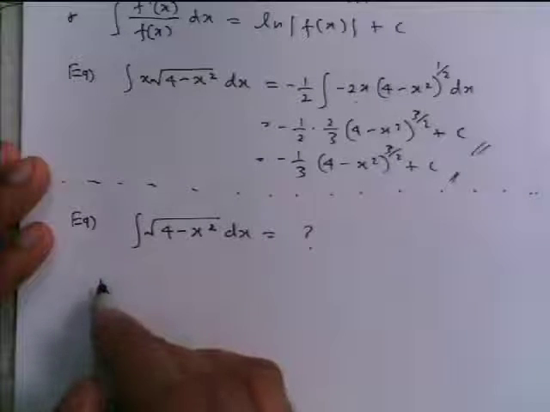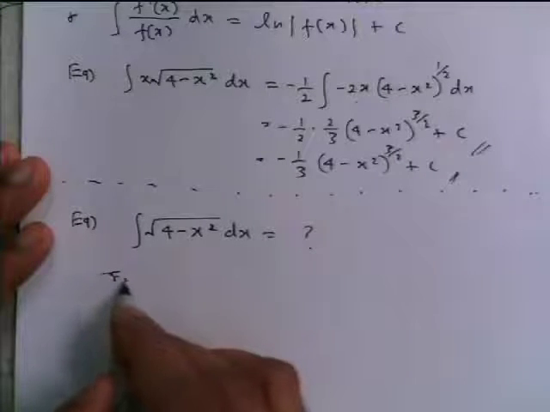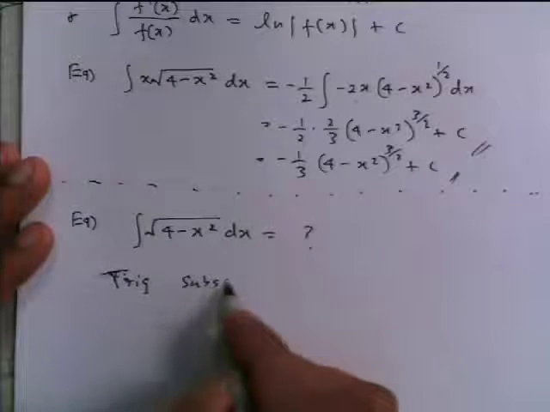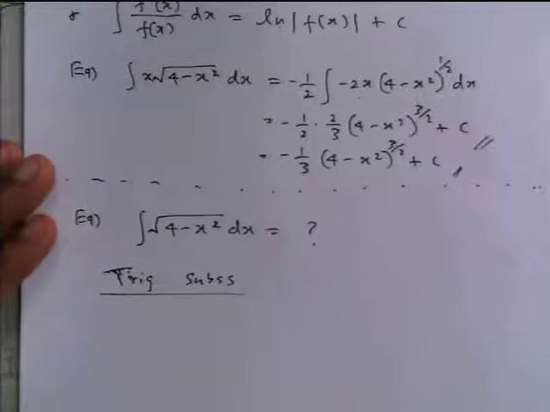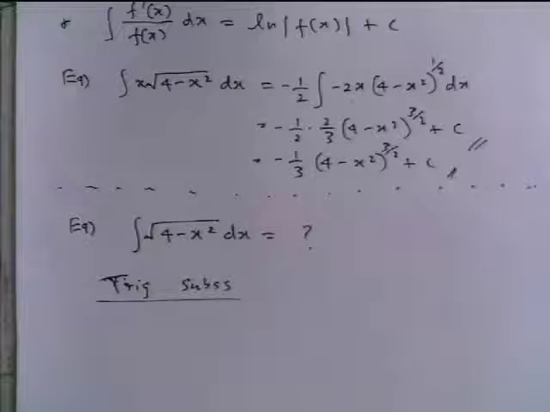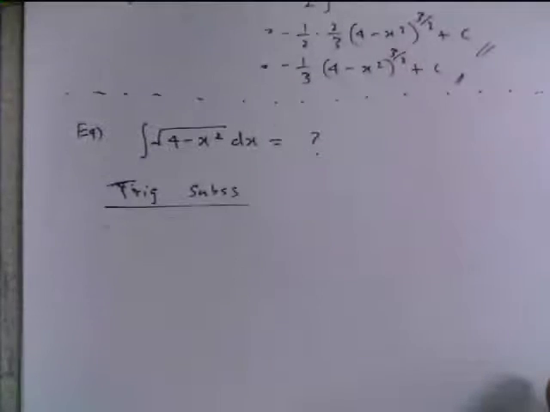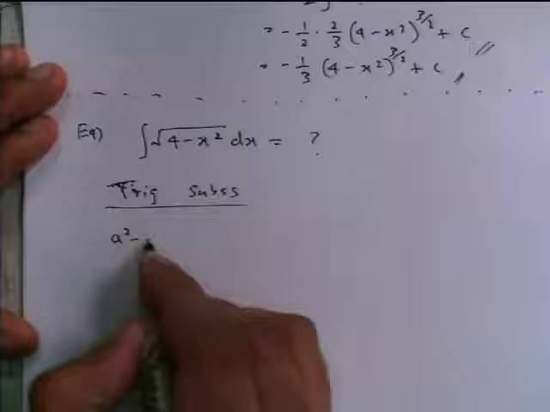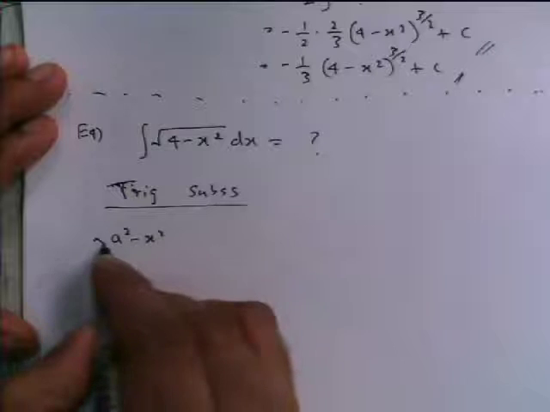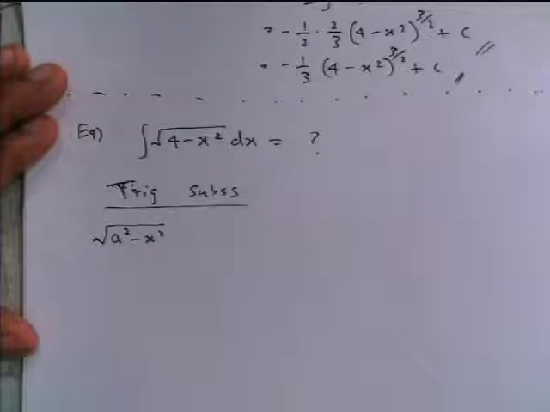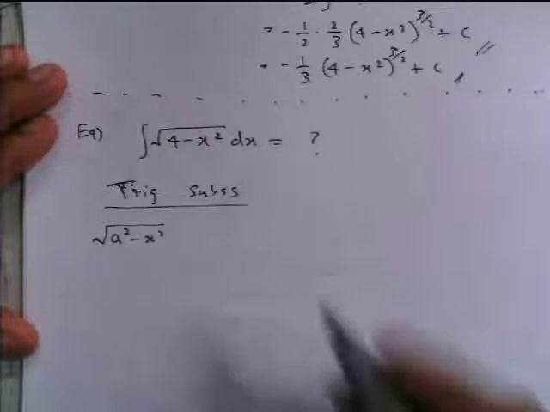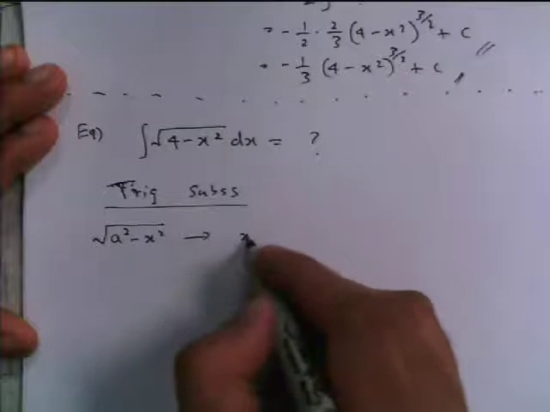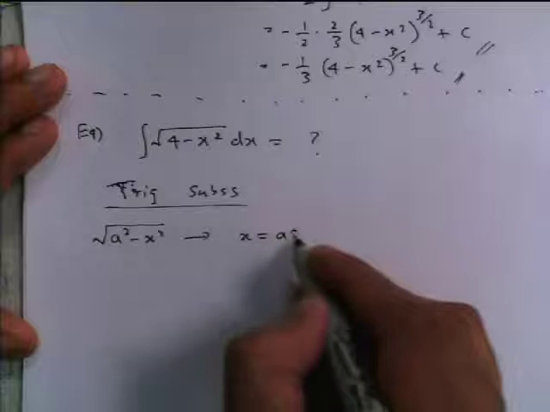So this is what we call the three substitutions. Again, we talk about three types. For example, if you get a problem like this, a squared minus x squared, if you get this kind of problem, we're going to use this special substitution: x equals a sine theta.